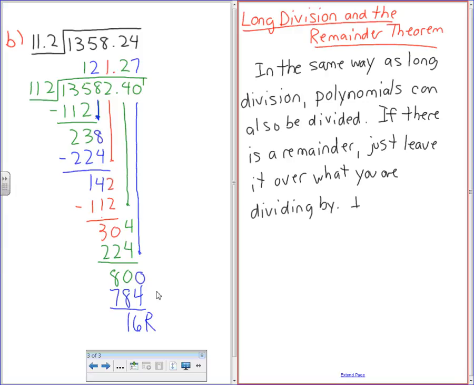If no remainder, if no remainder, the equation can be perfectly factored.